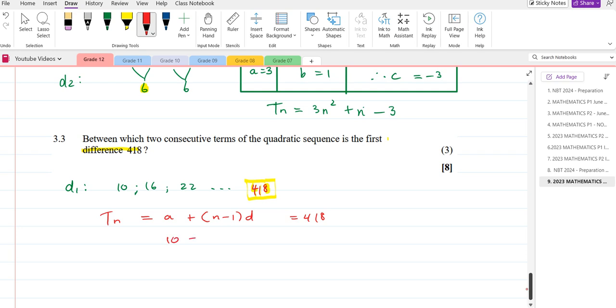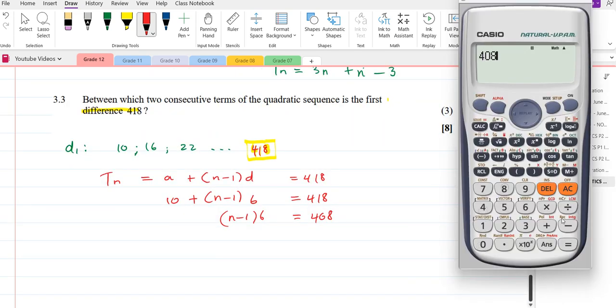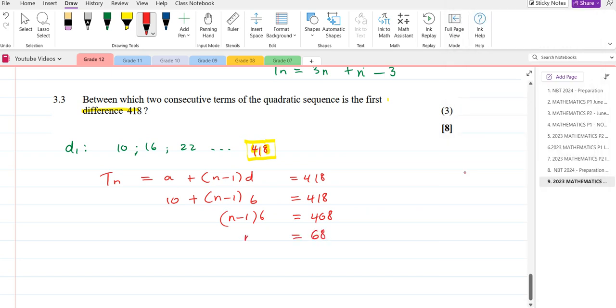What's a? 10, plus n minus 1 times d. What's the common difference? 6, which is equal to 418. Now 418 minus 10 is going to give me 408, and 408 divided by 6 is going to give me 68. So that's n minus 1. You can see I'm not opening up everything because I don't need to. So therefore n is equal to 69.